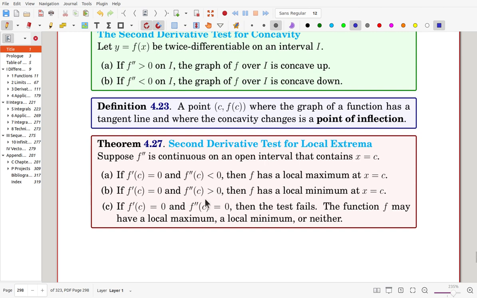Now, if the second derivative is positive, which means it's concave up, then f has a local minimum at the point. And if the second derivative is 0, then we cannot use the second derivative test.